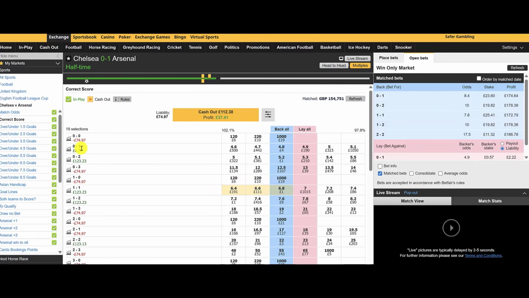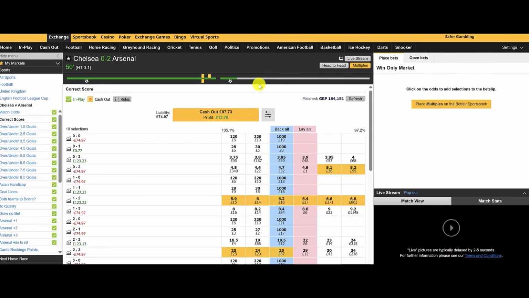Keeping in mind, if there are no further goals, as it stands, it'll just be a break even for us. So anyway, let's see what happens. Chelsea 0, Arsenal 1. 50 minutes on the clock. Arsenal have just doubled the lead. It is now Chelsea 0, Arsenal 2. Bit of a nightmare for Chelsea with the goals they conceded in this one.